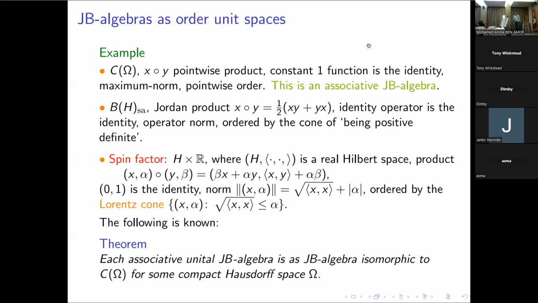So that's the natural way of having an order on this space here. But this is not the only thing you can have. So Anke had a whole list of nice JB algebras, even atomic JBW algebras. So for instance, the spin factor, let me mention that.